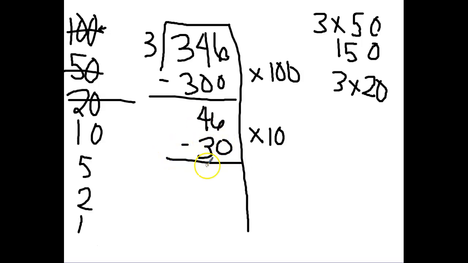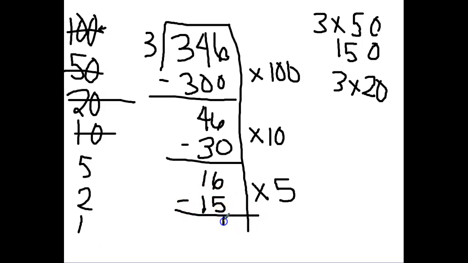Now I'm going to subtract. What is 46 minus 30? Great, 16. So now I'm going to say, can I use the friendly number 10 again? Can I do 3 times 10 again to get near 16 without going over? No, I cannot, because 3 times 10 is 30. 30 is way too big. So now I'm going to try 5. What is 3 times 5? Excellent, 15. And 15 is below 16, so I can use 15. Now I'm going to subtract and get 1.